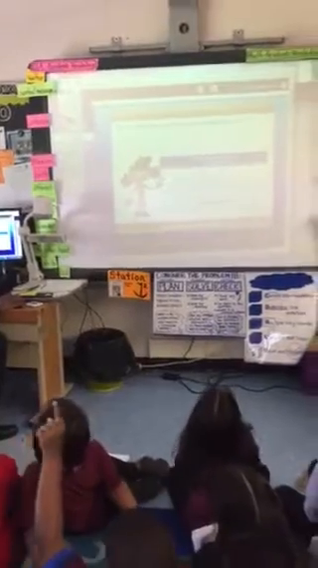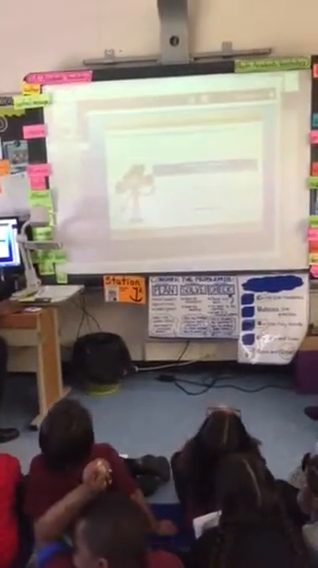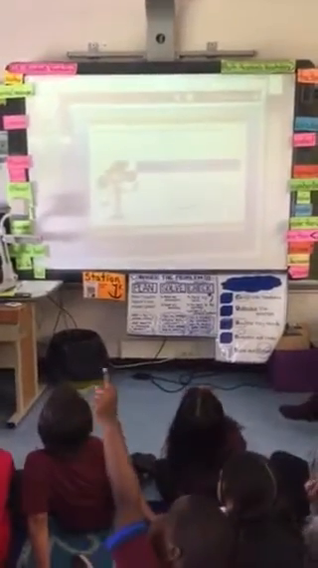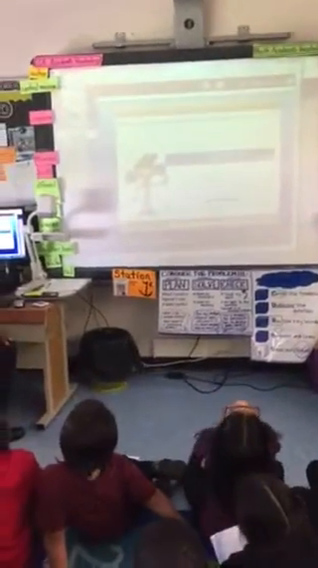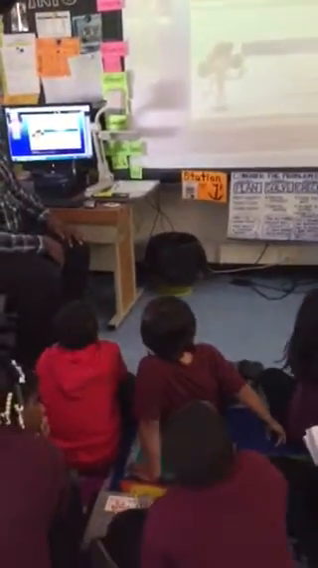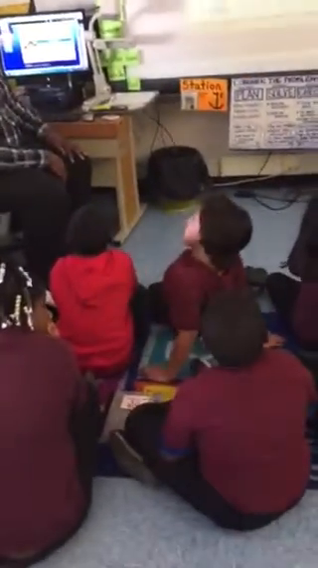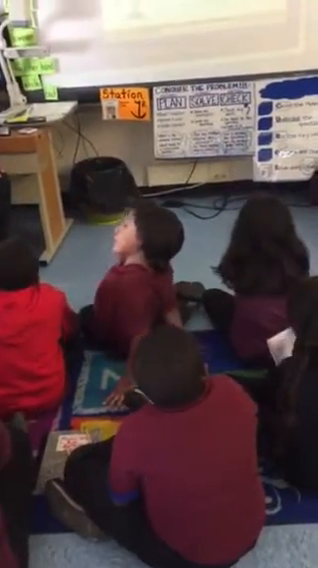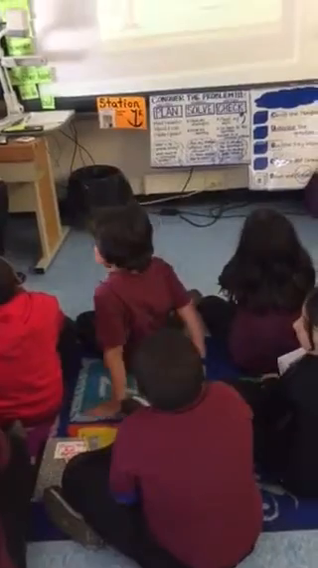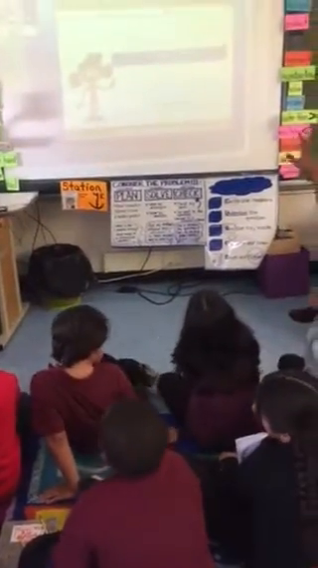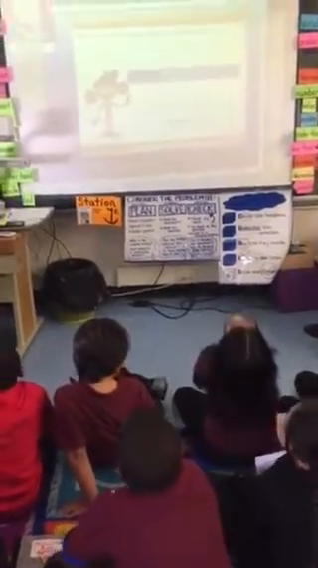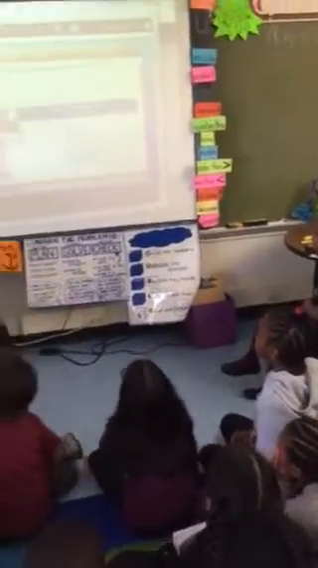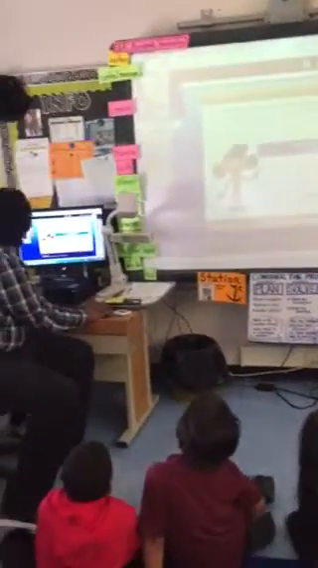Why do you think this graphic organizer is called a line plot? Trayvon? It's called a line plot because it has lines. There's a line for each number of temperature. Okay. And a line plot is represented by what? There it is. The X's. X's, and that's why it's called a line plot.